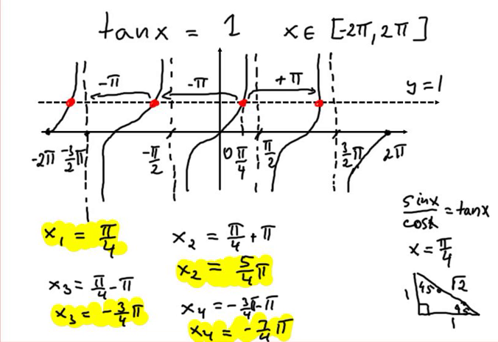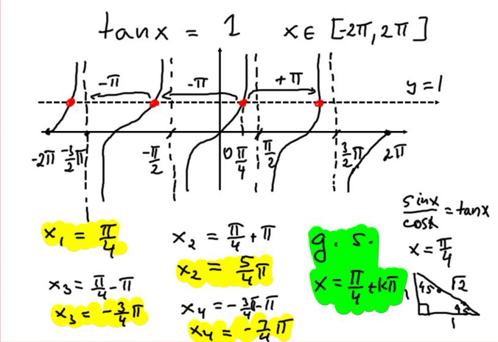What will be the general solution before we go? Quickly, the general solution, let's call it GS. So begin with the first root and simply add k pi, because the period of the tangent function is pi. So that will be my general solution for this equation.